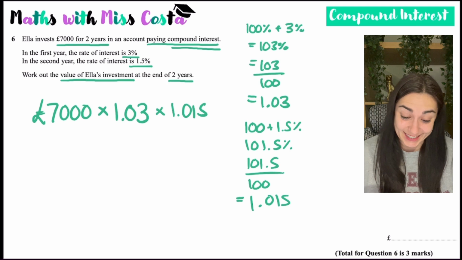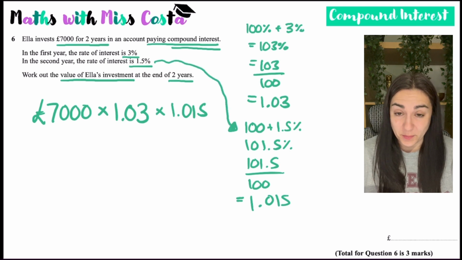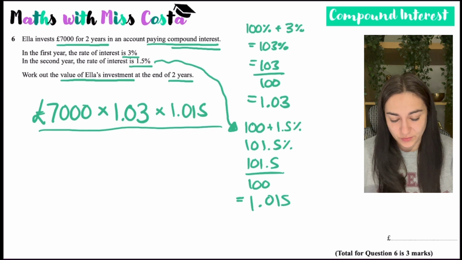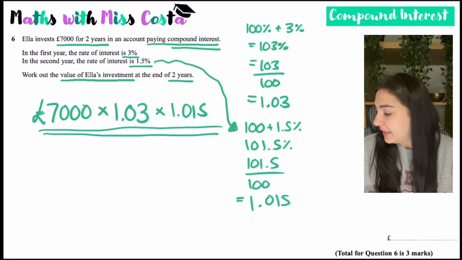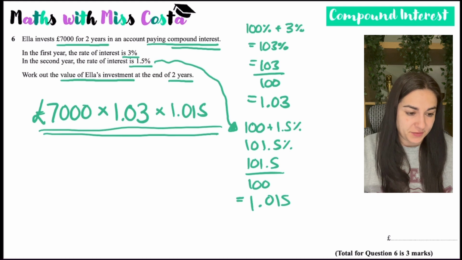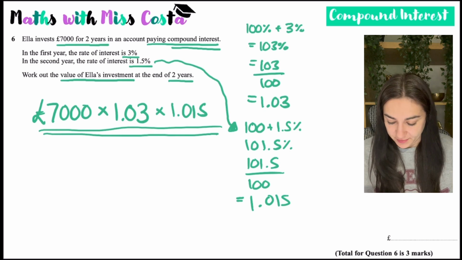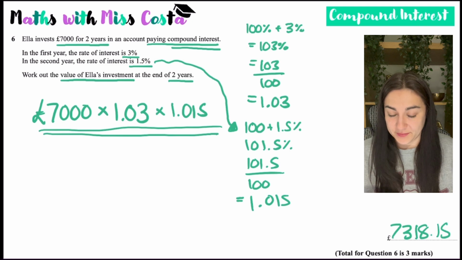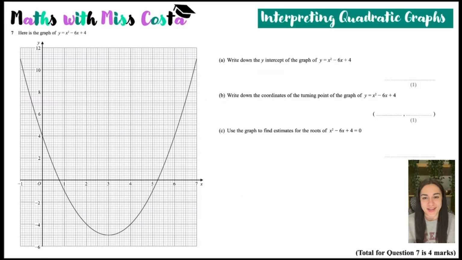So the key thing is thinking about how you turn your interest into a multiplier, and then you just multiply your amounts. So you type them into your calculator. So 7,000 times 1.03 times 1.015 gives you £7,318.15.